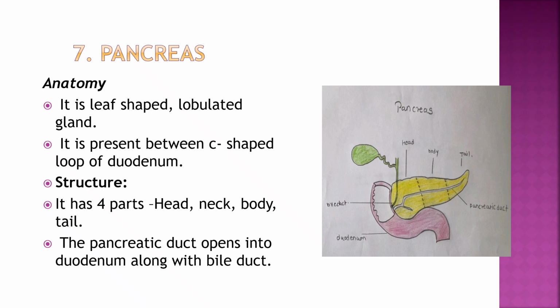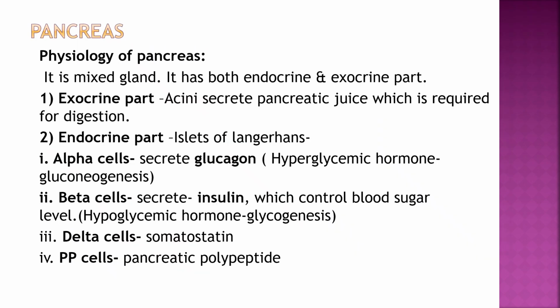Seventh gland is the pancreas. It is a leaf-shaped lobulated gland present in the C-shaped loop of the duodenum. It has four parts: head, neck, body and tail. The exocrine portion, the pancreatic duct, opens into the duodenum along with the bile duct. The pancreas is a mixed gland, meaning it has both endocrine and exocrine functions. The exocrine part consists of acini, which secrete pancreatic juice, required mainly for the digestion of proteins, carried through the pancreatic duct, which opens into the duodenum.